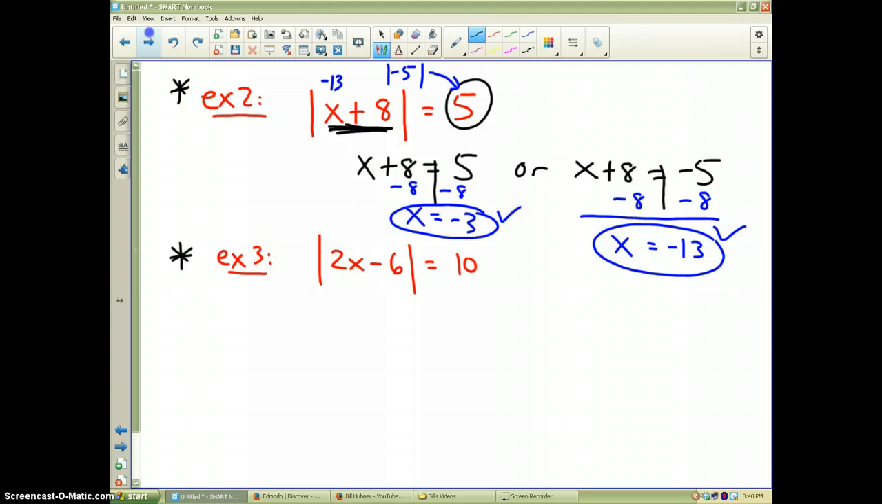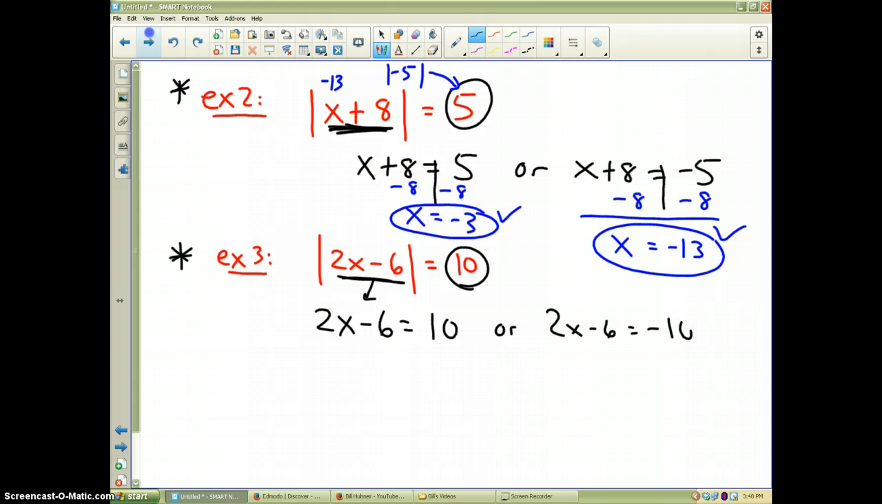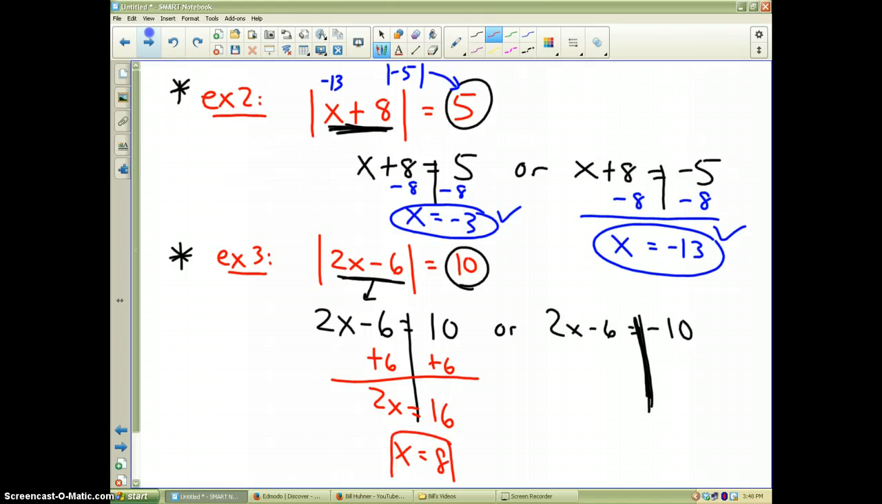All right. If you solve this problem correctly, the first thing you did is you broke it up into two equations. 2x minus 6, which is on the inside, equals the positive answer 10, or 2x minus 6 equals the negative 10. Now you just solve both equations like you have in the past. On the left side, the first one, we add 6 to both sides, and you get 2x equals 16. And if you divide by 2, I think we all know x equals 8. Over here, I add 6 to both sides, and I get 2x equals negative 4. And if I divide by 2, I get x should be negative 2.